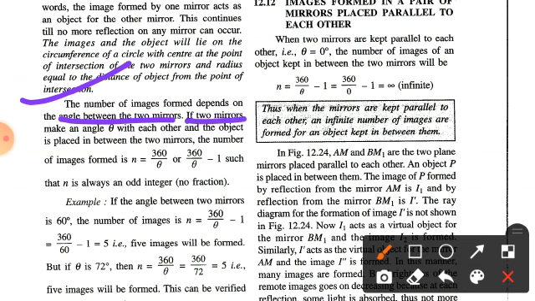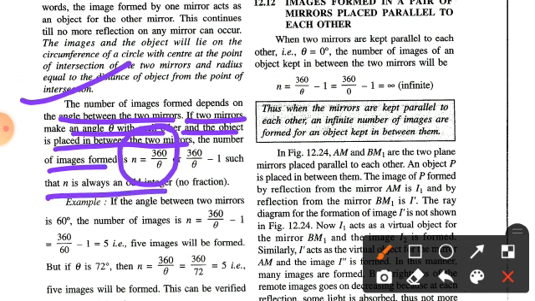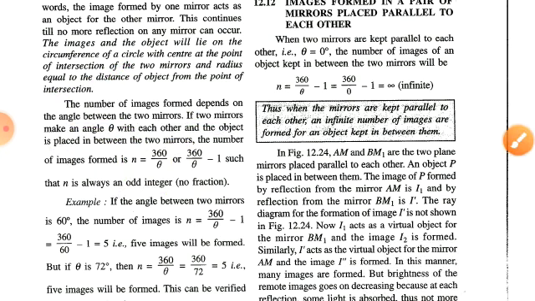So if the two mirrors make an angle theta with each other and the object is placed in between the two mirrors, we can write the number of images formed is n = 360/theta or 360/theta minus 1, such that n is always an integer, that is not a fraction.